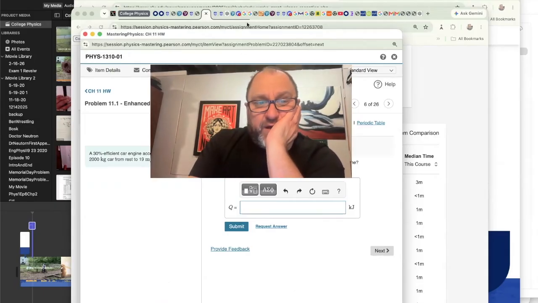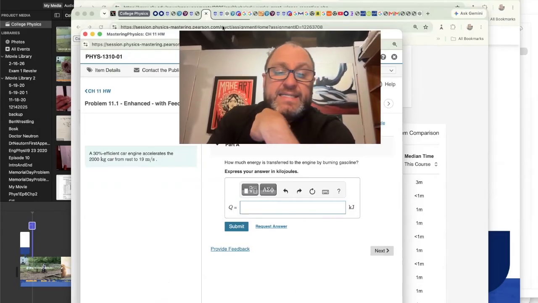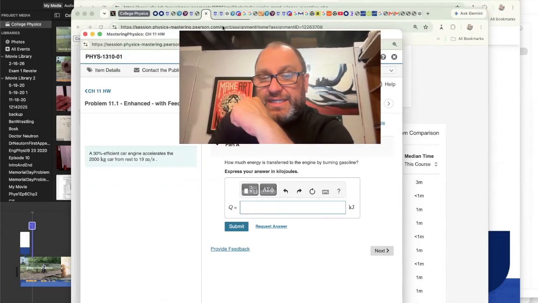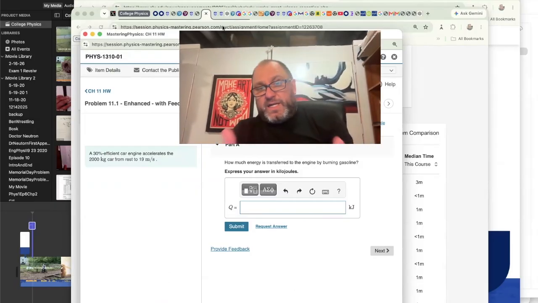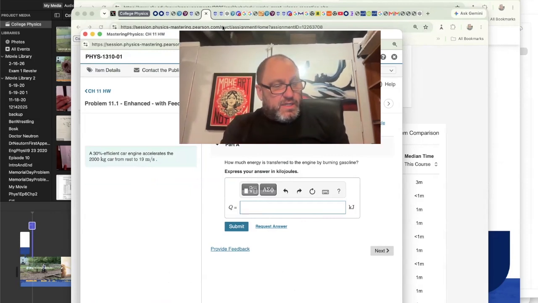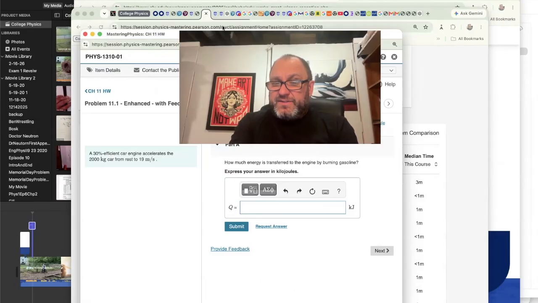Oh, what do we got? A 30% efficient car engine accelerates a 2,000 kilogram car from rest to 19 meters per second. How much energy is transferred to the engine by burning gasoline? Well, here's what we need to do. We know what the final energy of the car is. So here's our strategy for this problem. We are going to first calculate what that kinetic energy is. That's how much energy we're going to end up with.